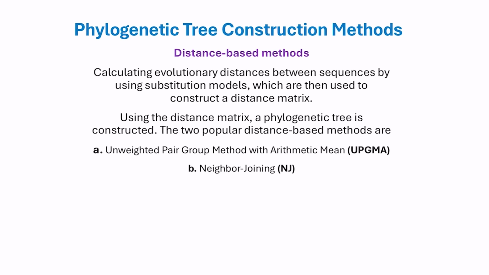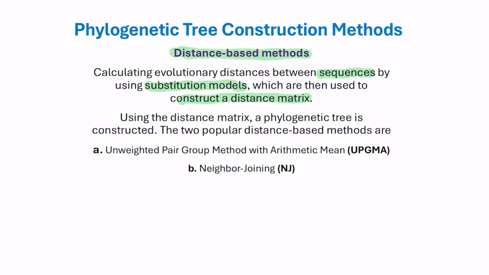Now, for the phylogenetic tree, there are two main types on the basis of which we can construct it. The first one is the distance based method. What we do in the distance based method, or what the software is doing whenever we use software for phylogenetic analysis, is calculating evolutionary distance between sequences by using a substitution model, which is then used to construct a matrix.